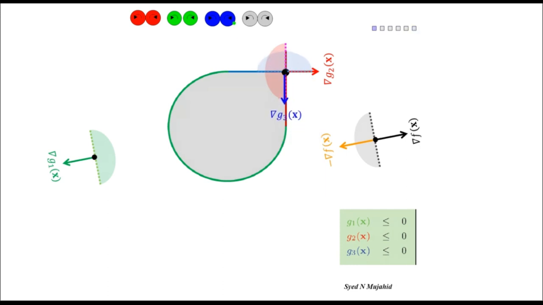Similarly, with respect to the blue constraint, this is how it looks. Then the intersection of these two, which is the intersection of this red and the blue region, is giving you the feasible directions, right? So those are my feasible directions.